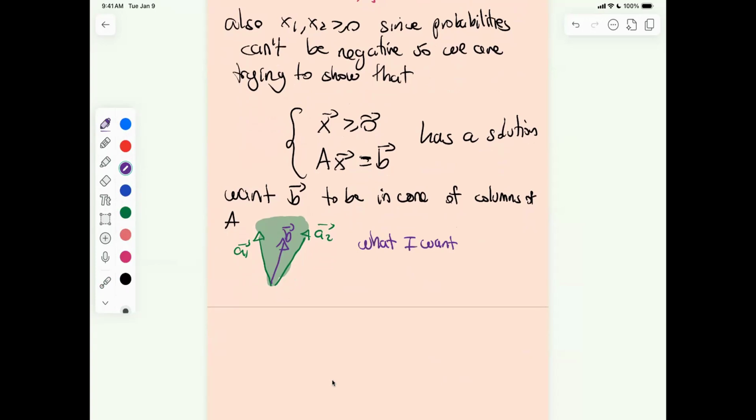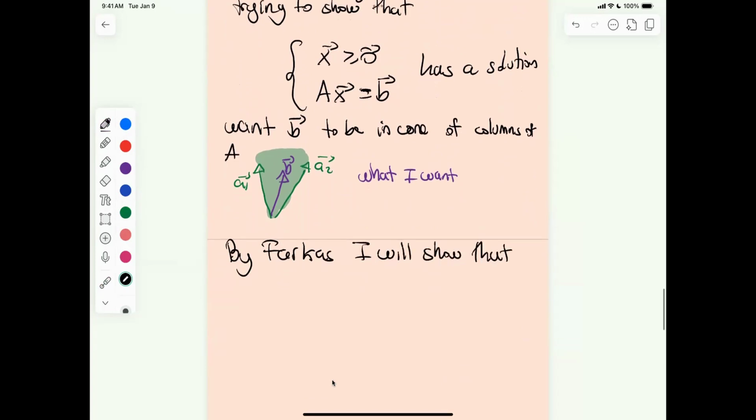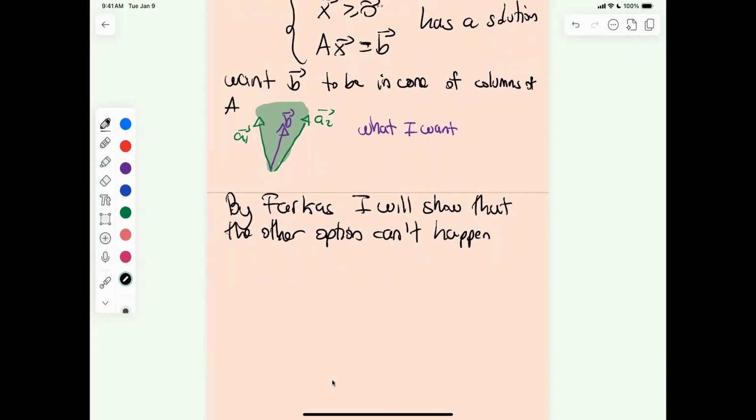So by the Farkas lemma, I will show that the other option is impossible. So what was the other option? The other option was where you have the cone, but it is being separated from the vector B by a hyperplane.